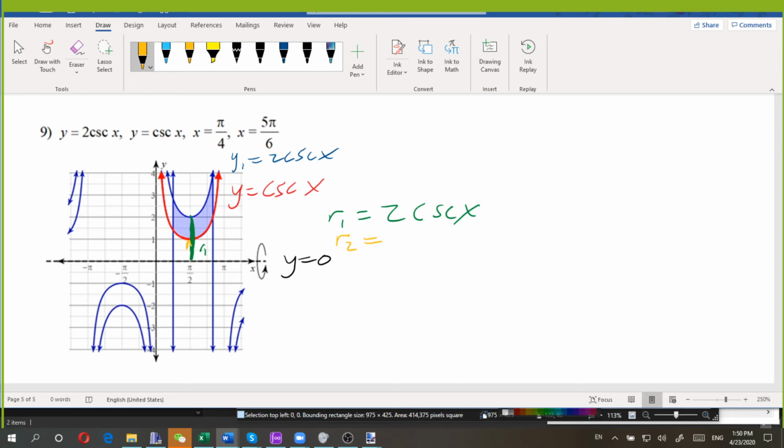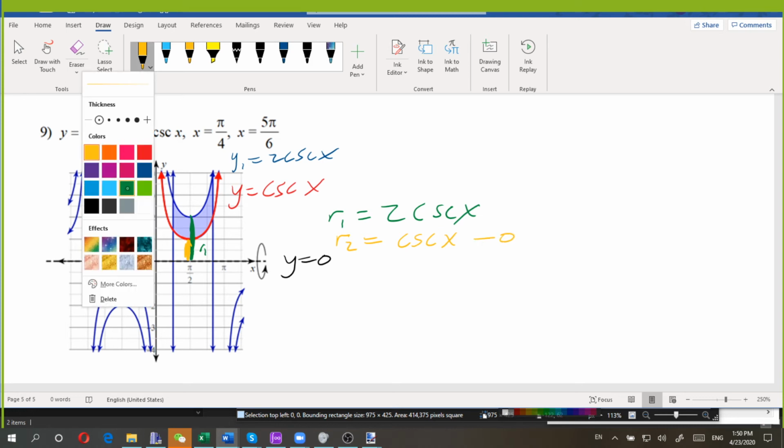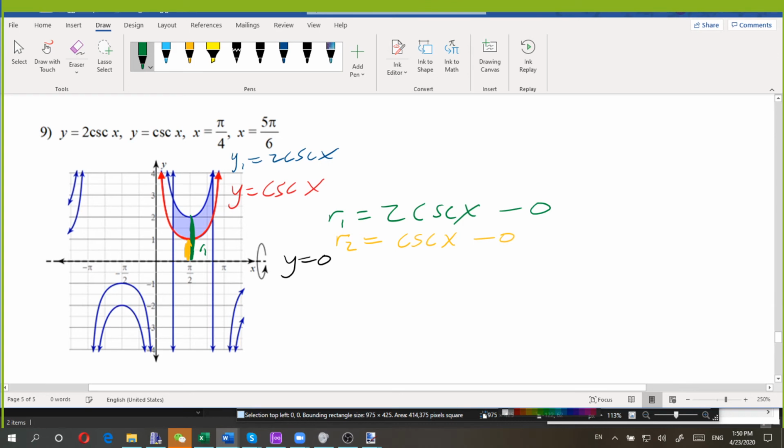So this is really the distance between our innermost function, which is in red, and our axis of rotation here in black. But since our axis of rotation in black is 0, this is cosecant x minus 0, just like our first one was 2 cosecant x minus 0, really. Okay, so what we just did was this. I'm going to take this green radius and spin that around our axis of rotation to make a two-dimensional disk here in green.